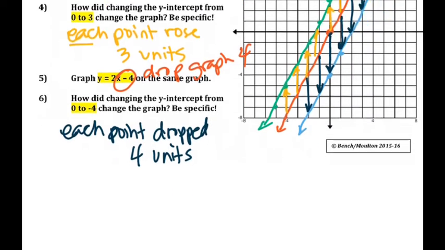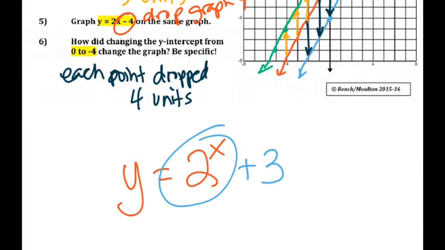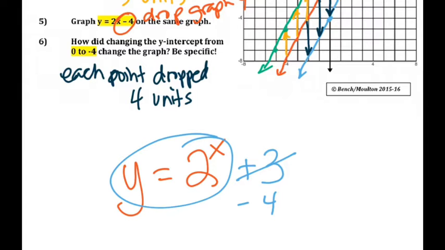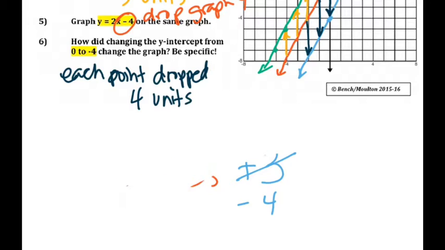So if you have a graph, even though you may not know what the graph y equals 2 to the x looks like, you should know now that if I add 3 to it, it's going to take whatever this was and it's going to lift it 3 units. If I did, instead of plus 3, minus 4, it's going to take whatever graph that was and it's going to drop it 4 units. So it doesn't even matter if you understand what type of graph you're looking at. The transformations that happen on this graph are all the same.